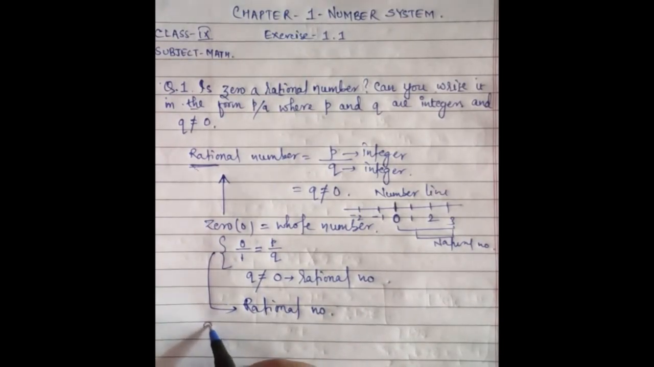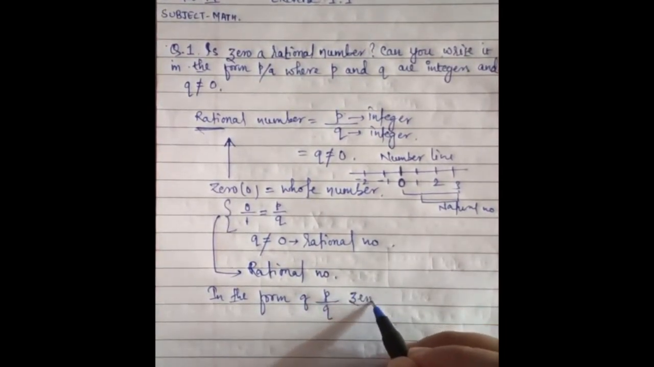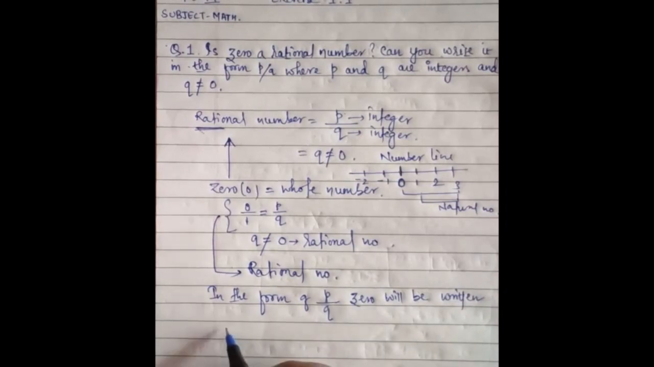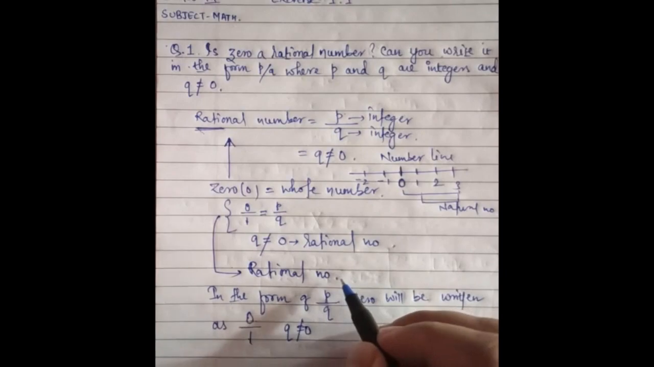In the form of p by q, 0 will be written as 0 by 1, where p is equal to 0 and q is equal to 1, and q is not equal to 0. Is q equal to 0? No. That is why we can say 0 is a rational number, where p and q are both integers. 0 is an integer, 1 is also an integer. So yes, 0 is a rational number.